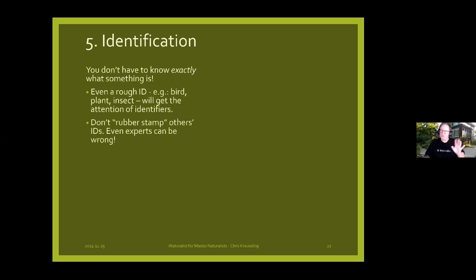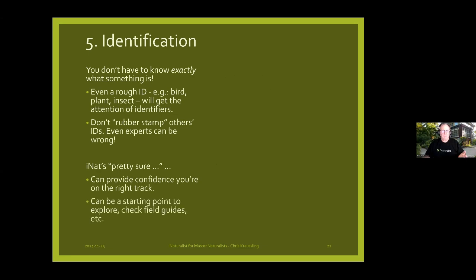The identification. We saw an example of identification. We don't have to know what something is. You can look at the iNaturalist suggestion. Do look at it though. Don't just automatically select it. And the same thing goes for experts. Don't rubber stamp somebody else's idea. If you don't know yourself what something is, don't just agree with somebody just because you feel like if you don't agree, you leave them hanging. They're used to it. Okay. And it can take a long time.